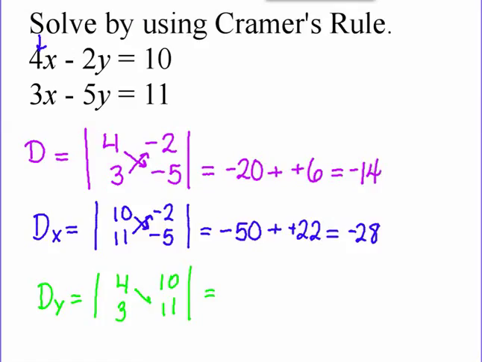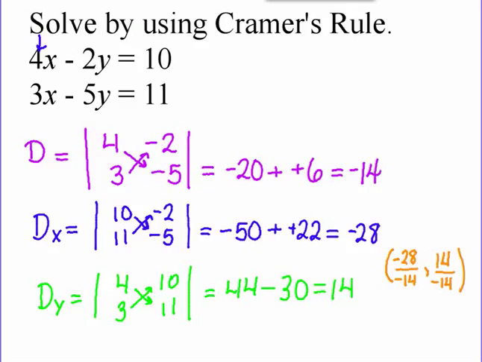On this diagonal I get 44 minus 30, which is 14. Now, in order to find your solution, this is what you're gonna do. You're gonna take dx, which is negative 28, and divide that by d. To find y, you're gonna take dy and divide it by d. So do you see how that worked? dx divided by d, dy divided by d. What is your solution then going to be?